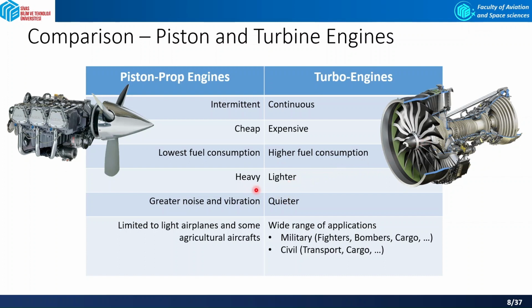The noise also plays an important role in this comparison, because of the great noise and vibration of the piston engines, while the turbo engines are much quieter. As we said, the piston engines are quite old and they are limited to some light airplanes and also some agricultural aircraft. But the usage of turbine engines or turbo engines is very wide in different applications, both military and civil applications.